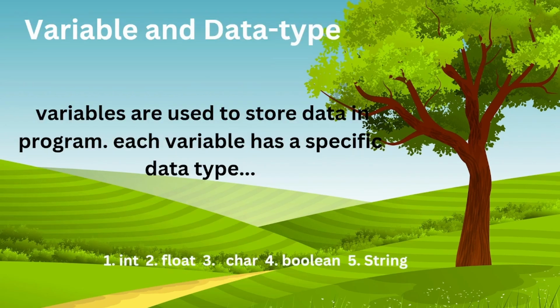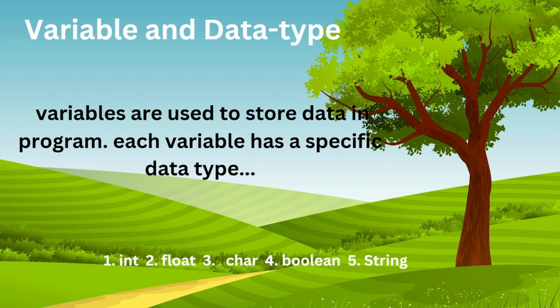So next, we have variable and data type. As the term suggests, we have variables to store data in a program. Each variable has a specific kind of data type. Let us understand each one by one. What is a variable and data type?